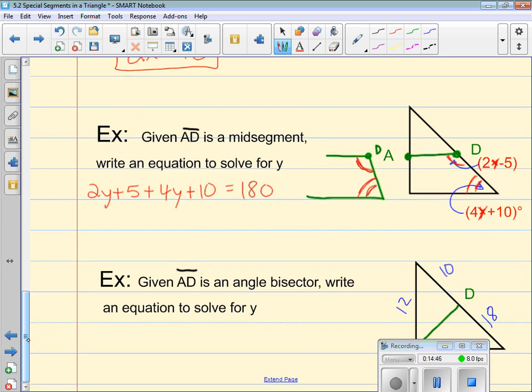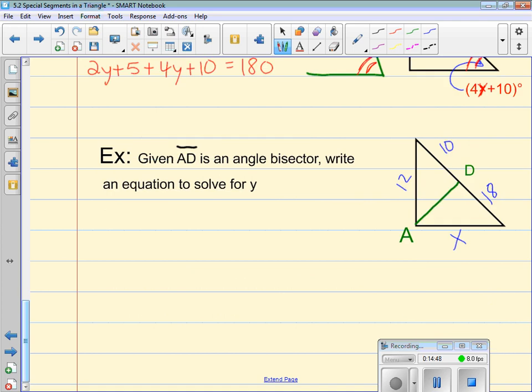All right, and then finally, here we are, the last one. We have given AD as an angle bisector. Okay, an angle bisector, another angle bisector problem. So there's those congruent. And what we found in our characteristics is that it created proportions. And so what we want to do is write a proportion. A fraction equals a fraction. See if you can write the proportion that makes sense with these four pieces.